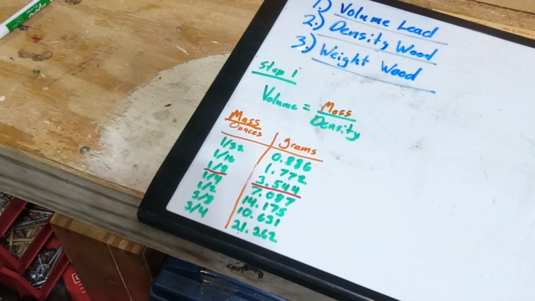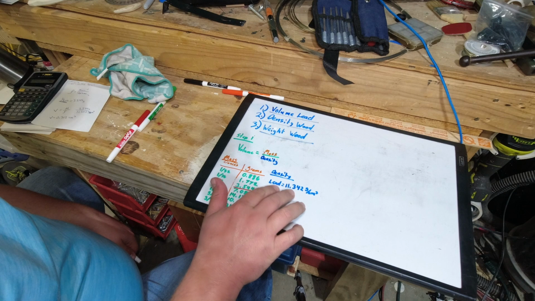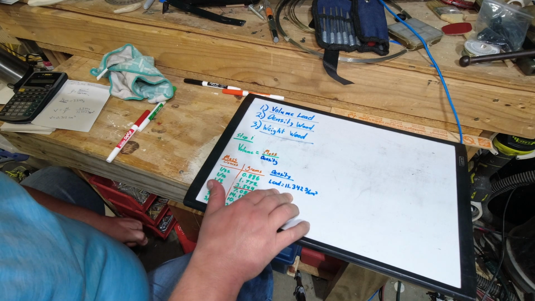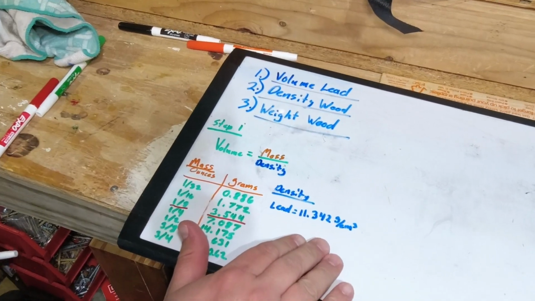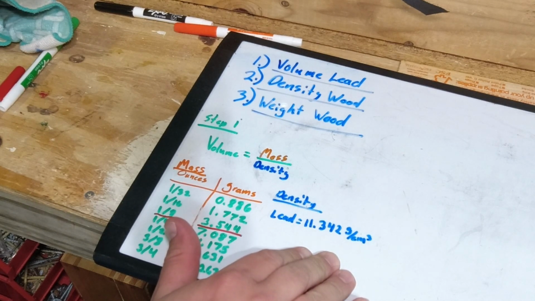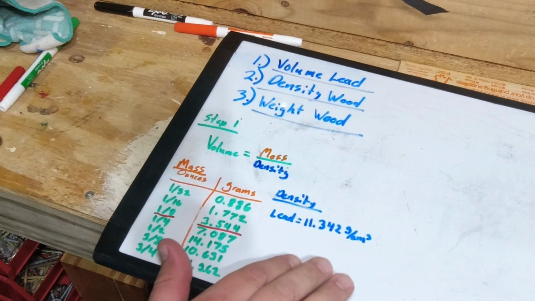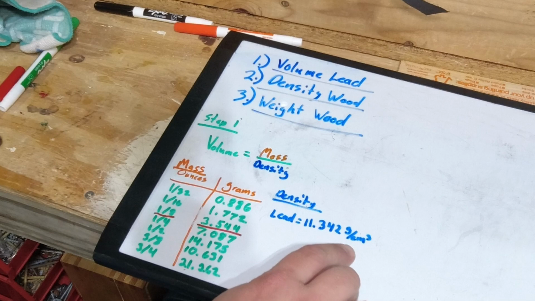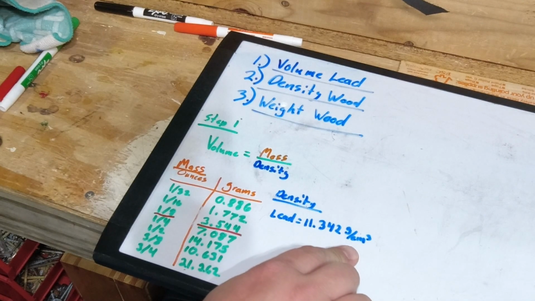So now we need our density. What we want to find is the density of our lead, and that is a simple chart that you can look up. This is the density of lead, 11.342, and this is in grams per centimeter cubed. So our next unit of measurement is going to be centimeters. We're going to stay in centimeters because it's just simple. We can convert it back to inches, but I recommend doing it at the very end.